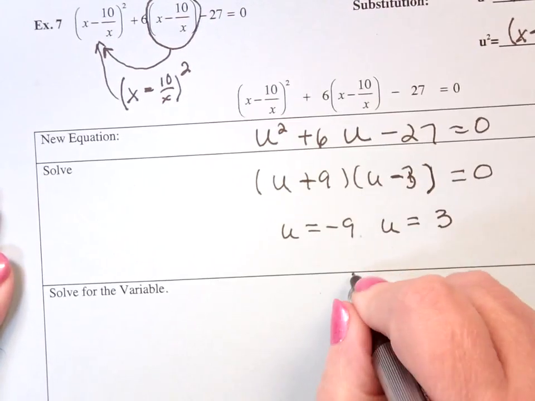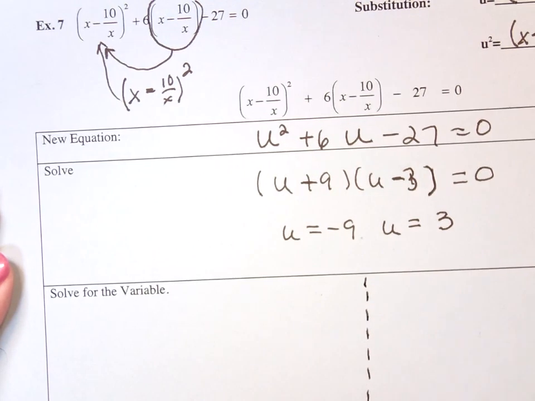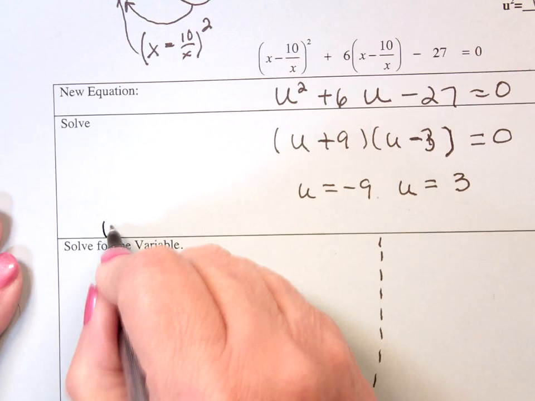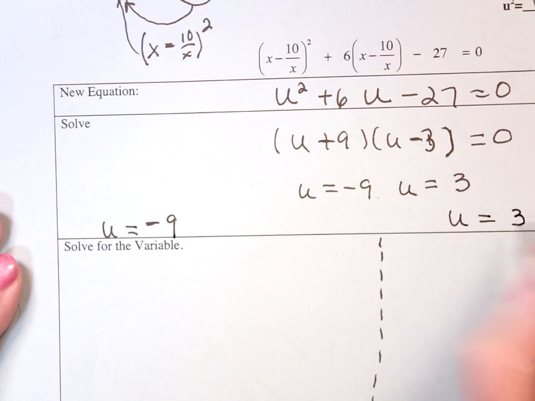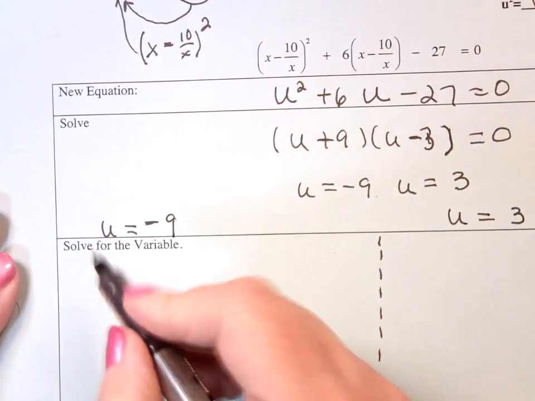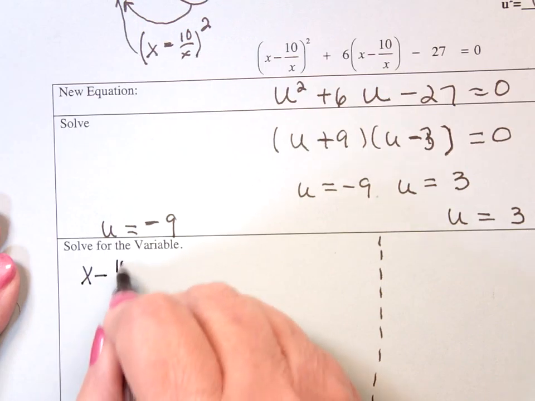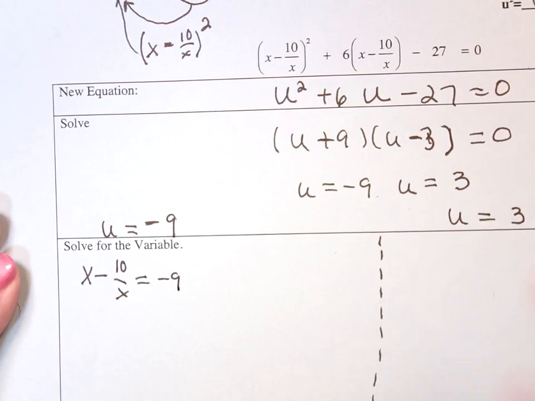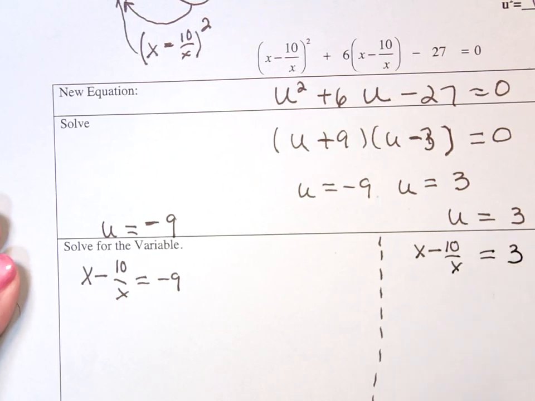Now I need to take my solve for the variable, and I need to break it in half, because I've got two problems to solve. I've got that u is minus 9, and I have that u is positive 3. If u is minus 9, well, u was x minus 10 over x. So that says x minus 10 over x equals minus 9. U is 3. That says that x minus 10 over x equals 3.